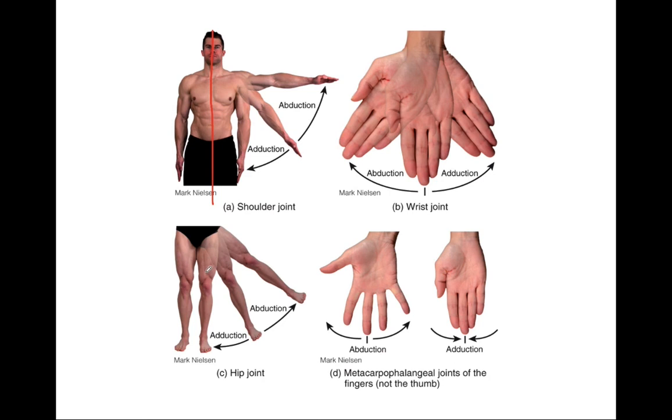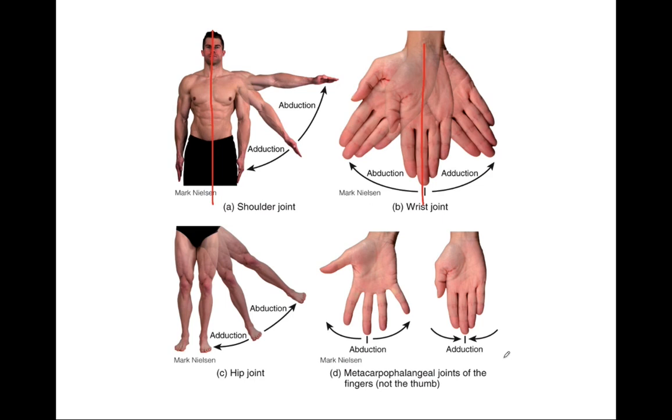As we adduct the leg, we're going to bring our leg closer to the midline. And as we abduct the leg, that's going to be taking the leg further away from the midline. Now we can also draw a midline down the hand as well, right down the middle finger. And you can see that we can abduct the hand, and we can also adduct the hand as we bring the hand closer to the midline. Additionally, we can do this with the fingers, where an open hand is going to be an abduction, and when we bring all of our digits closer to the midline, it's an adduction.